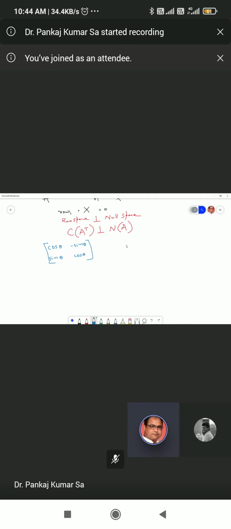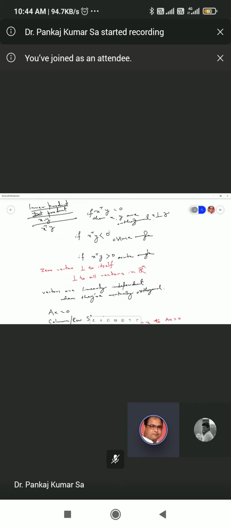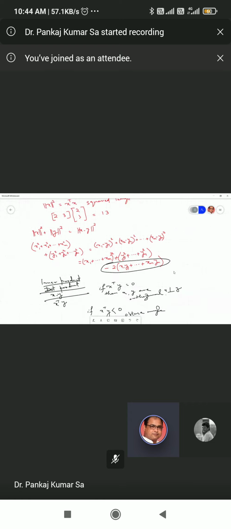Okay. Let us say this is cos theta, sine theta, transpose, cos theta, sine theta. How much is this? So one. I have written only the previous equation, X transpose Y. Normal I have not written. Yeah, squared length, X transpose X and all those.